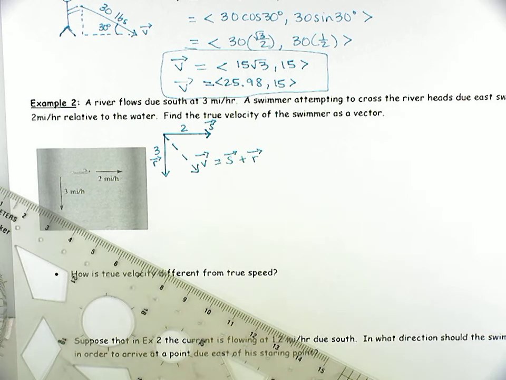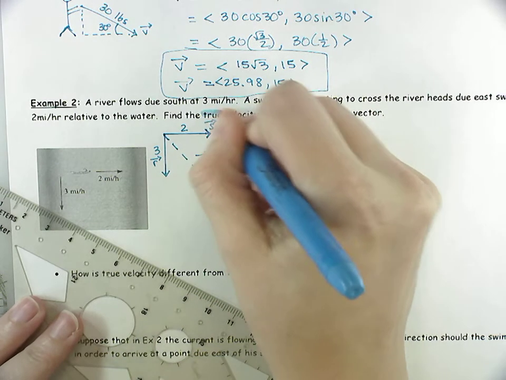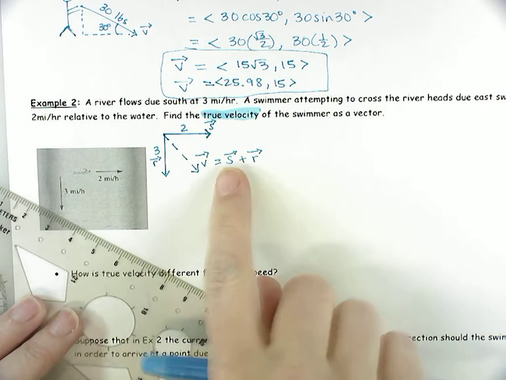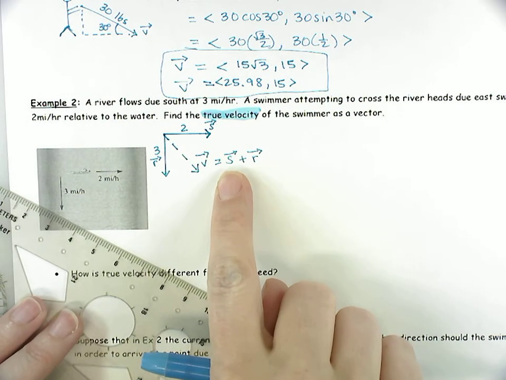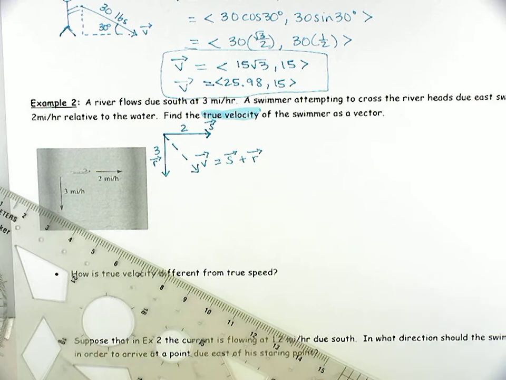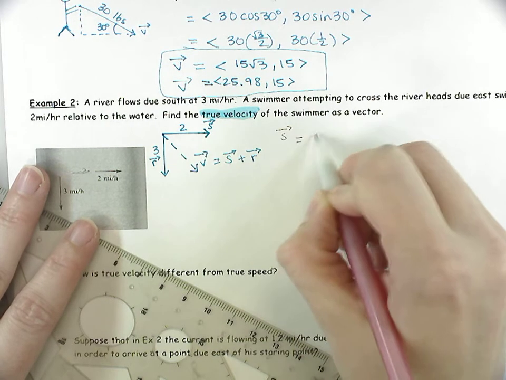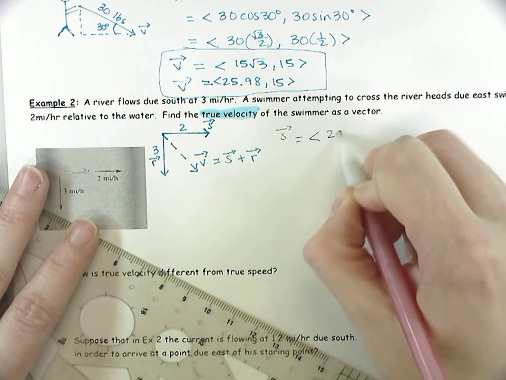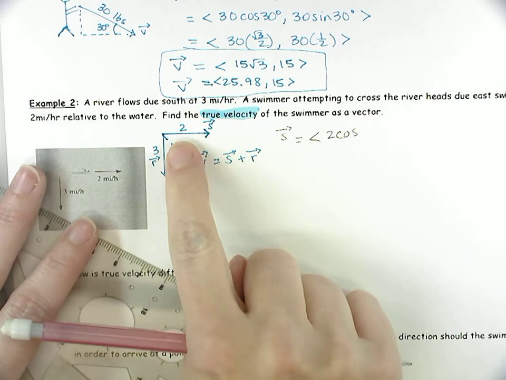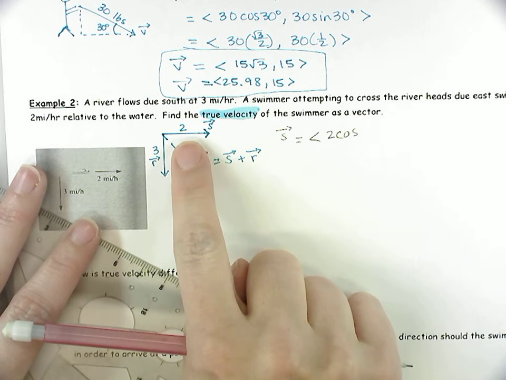Okay, and then we're trying to find the true velocity. We talked about how the true velocity is going to be the resultant vector, so the swimmer plus the river. If I'm going to add those two together, first I actually have to make the two vectors. So for the swimmer, the magnitude is 2. What would the angle be, Susanna, if you're going straight east?